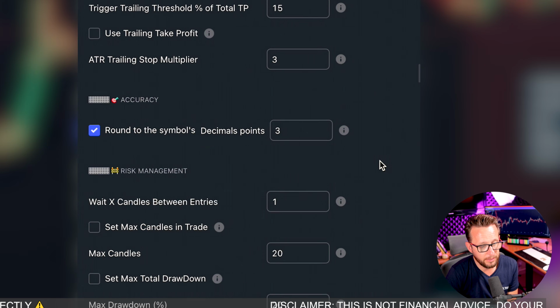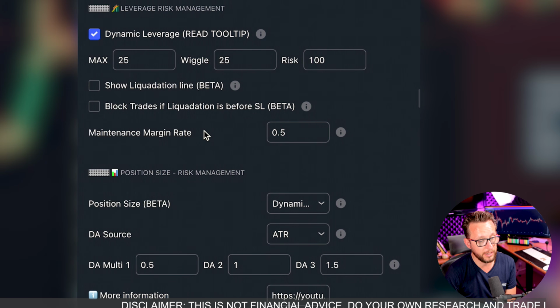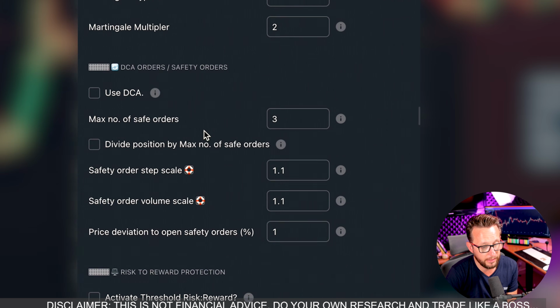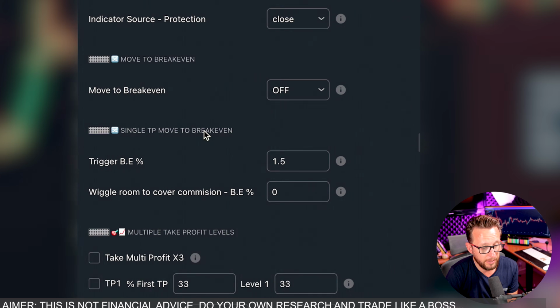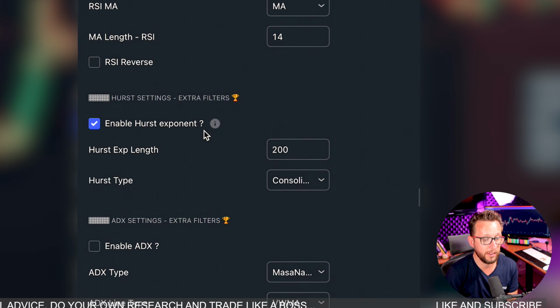All of the other settings are pretty much standard. I've used dynamic leverage by the David Tech algorithm that we built together here on the channel a long time ago. If I continue scrolling down, as you can see, I haven't actually added any other confluence.